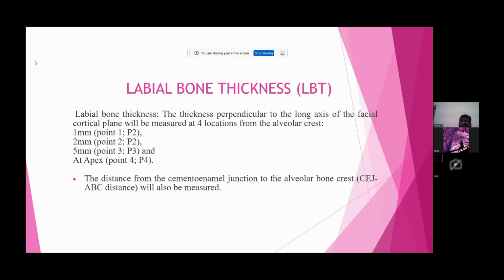considered to be occurring. Now the labial bone thickness is calculated at 0.1, P1, P2, P3, and P4, which is 1 to 5 millimeters, and at the apex. The distance from the CEJ to the alveolar bone crest was also measured.